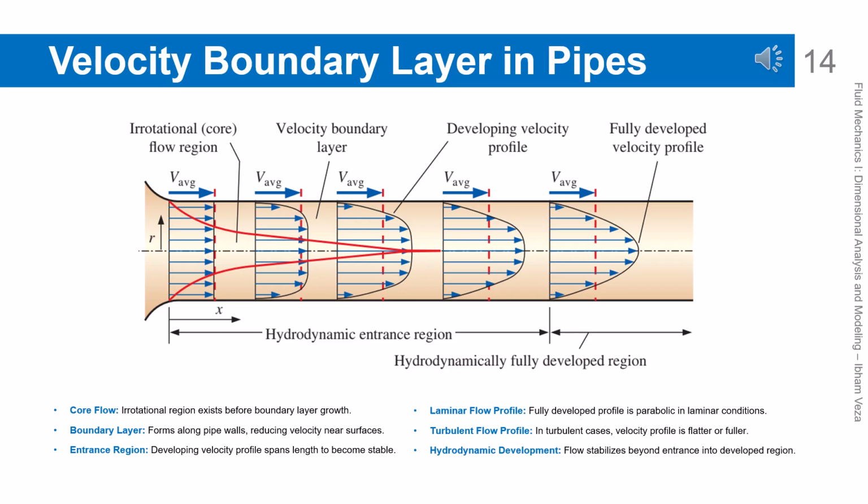The boundary layer forms along the wall and reduces the velocity near the surface. In the entrance region, the velocity profile continues to change until it becomes stable. For laminar flow, the fully developed profile is parabolic. For turbulent flow, the profile is flatter or fuller near the center.